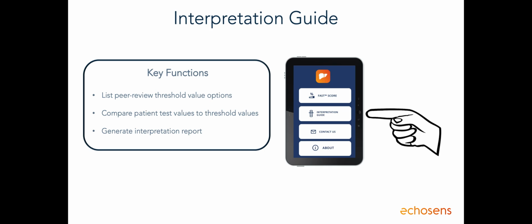It would be very important for the provider to review those available threshold value references and choose the one that they prefer to use for each specific disease etiology. Once that has been done, you'll be equipped to compare your patient's test values to the threshold values listed in your preferred publication. And of course, generate interpretation reports based on those preferences.